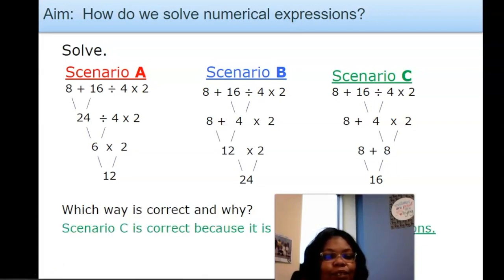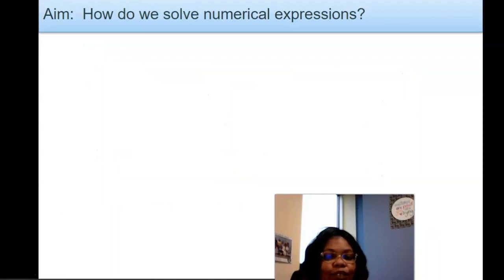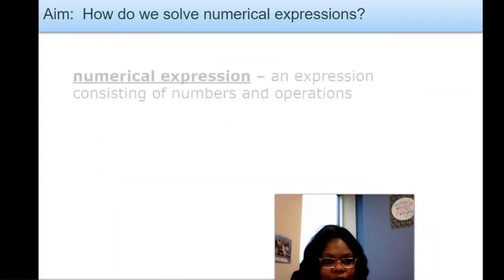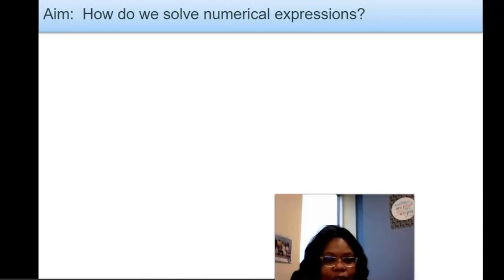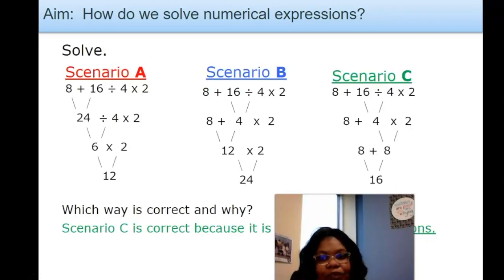All right, so scenario C is the correct way because it uses the order of operations.